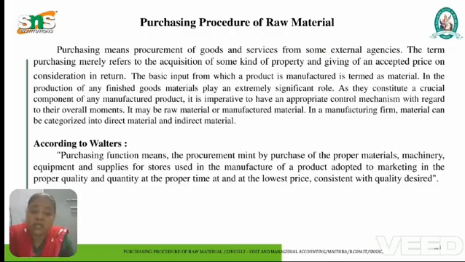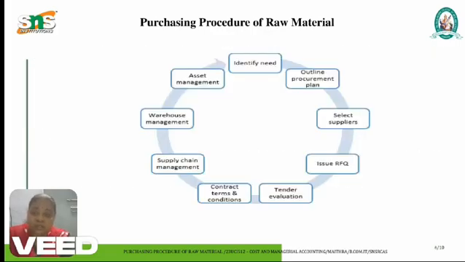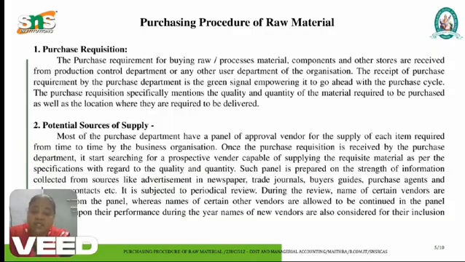According to Walter, the purchasing function means procuring the proper material, machinery, equipment and supplies for the production process. So we have different steps. The first one is the purchase requisition. For purchasing the raw material, we need to provide a requisition to the source department. After the requisition is given, the purchase department receives the requirement. They will then purchase the raw material for the production process.